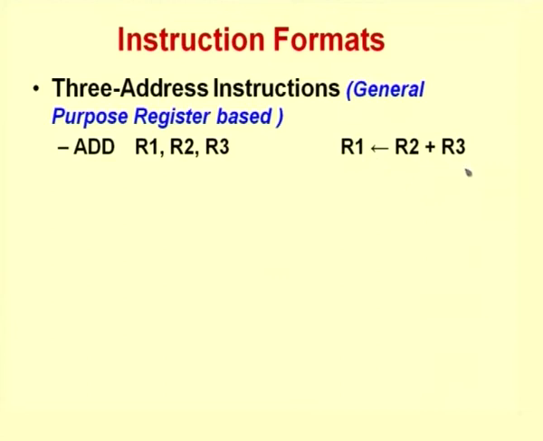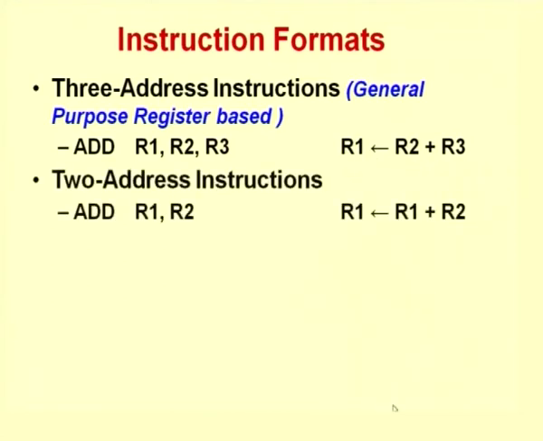So, we have 3 addresses being specified here, it is called a 3 address instruction. In a 2 address instruction, you would have something like this, you say add R1, R2. Here you can see that there are 2 addresses only specified, R1 and R2, which means that one address is implied. For example, when we say add R1, R2, it actually means R1 is added to the contents of R2 and stored in R2.